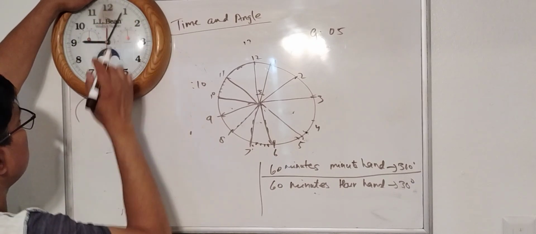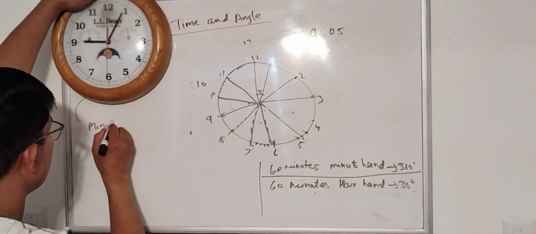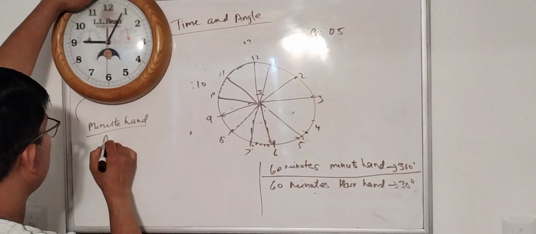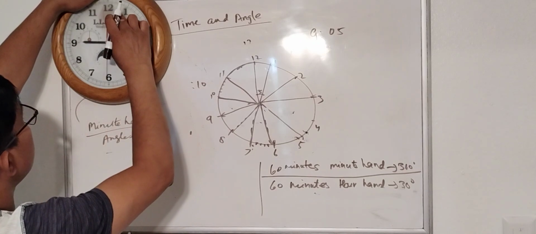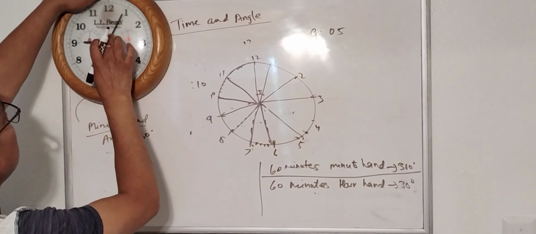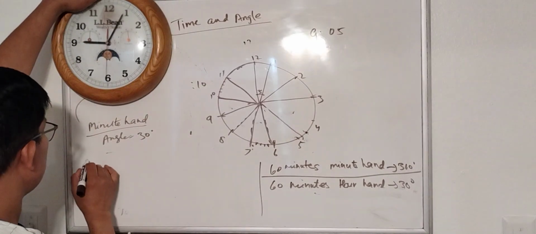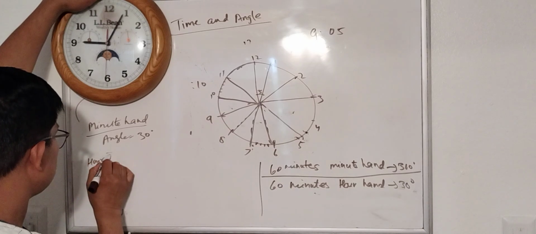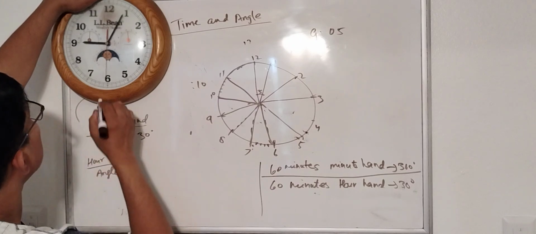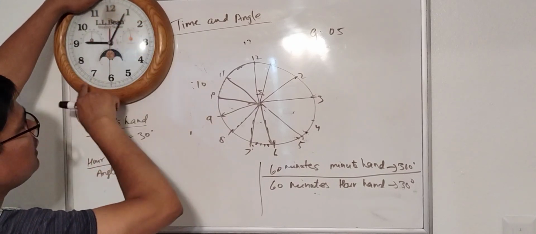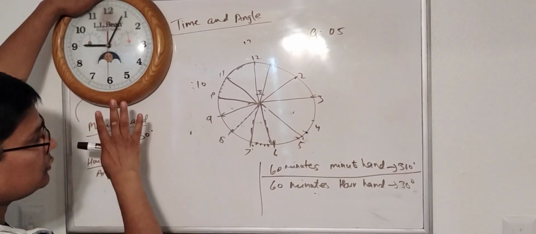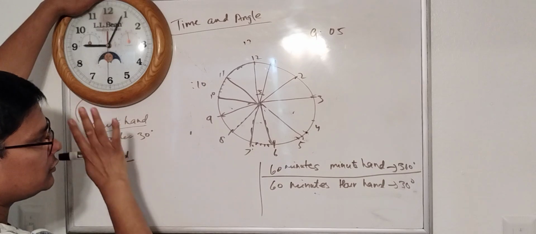So at 9:05, what is the angle for the minute hand? It is at 1. So this imaginary line and 1, this is 30 degrees, correct? This angle is 30 degrees. For the hour hand, start from here. Always go in the clockwise direction and don't go anti-clockwise, because we want to use this one direction to find the angle.